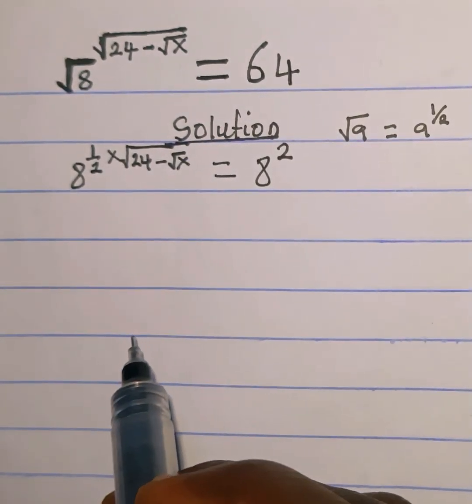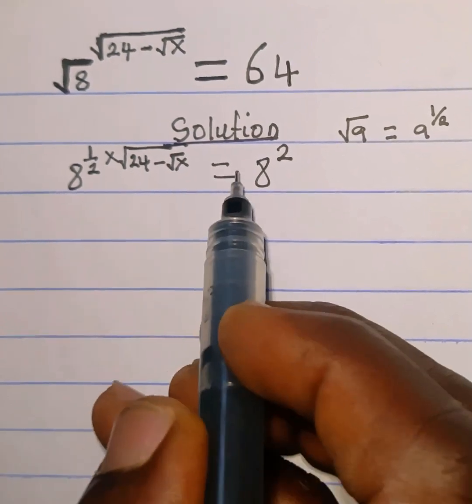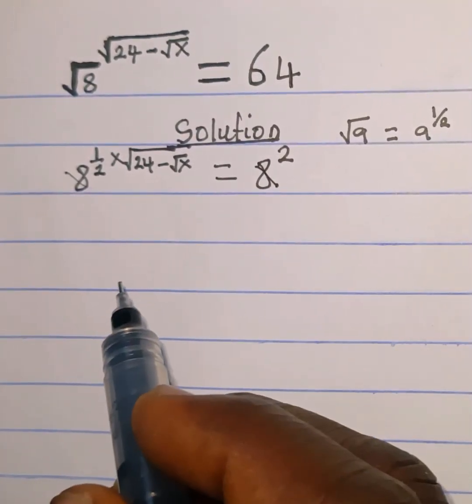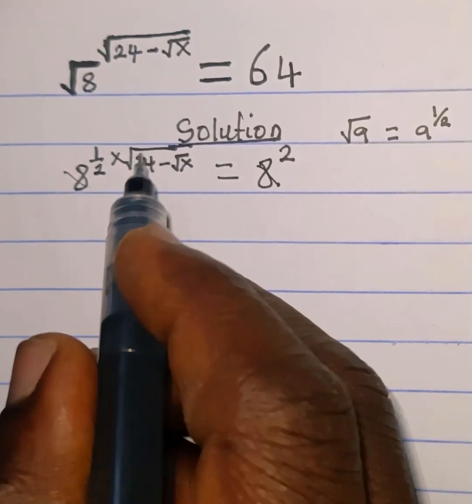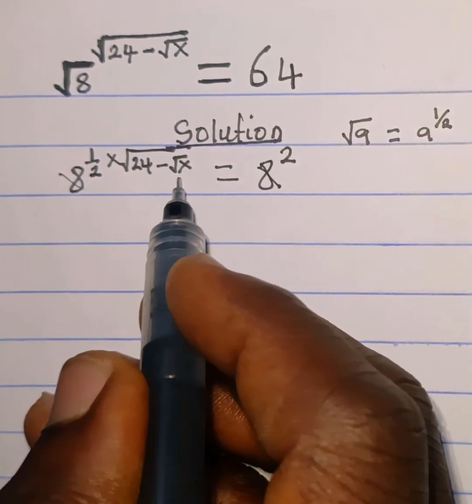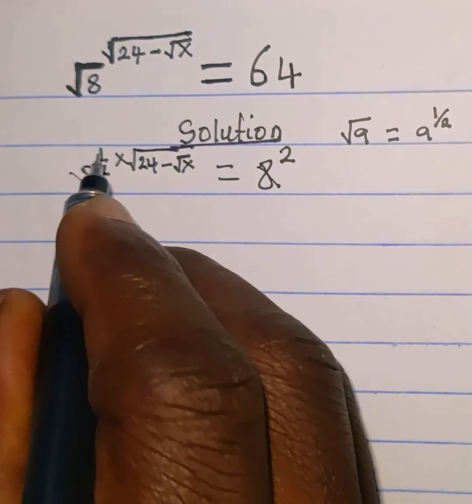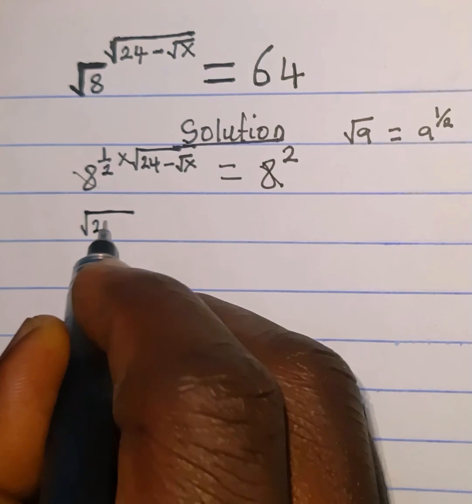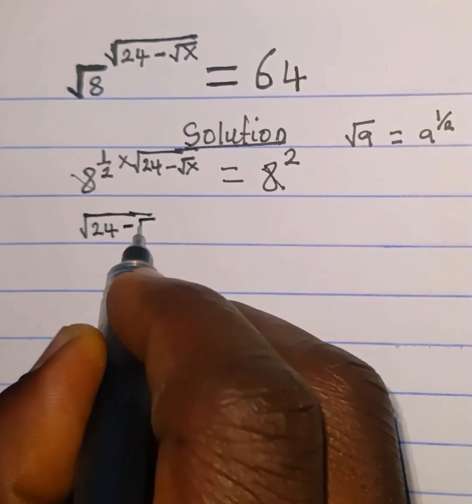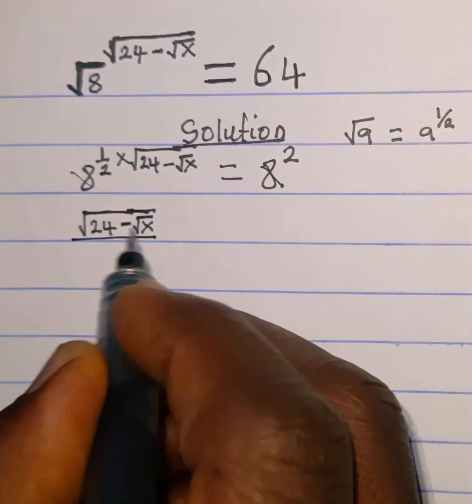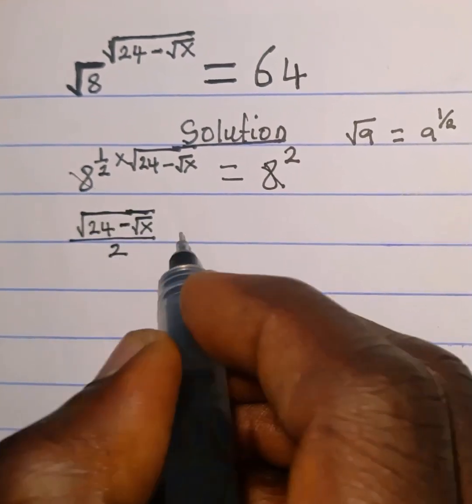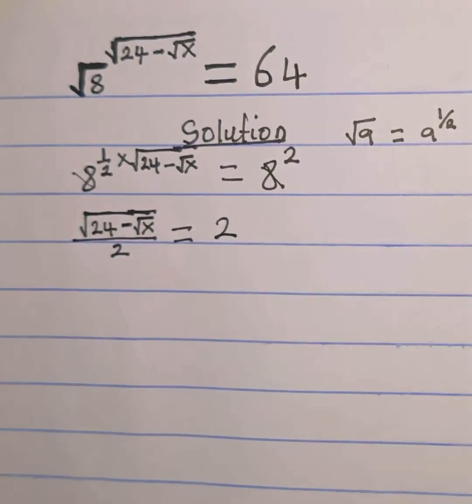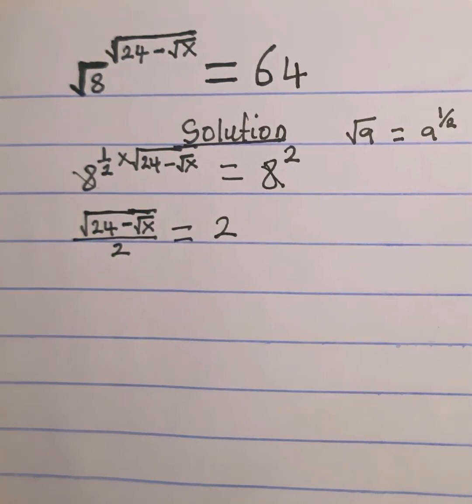Now, the next thing we're going to recall is when we have the same bases, then the powers are also the same. Now, we can cancel out the base and equate the power. The first power is 1 over 2 multiplied by square root of 24 minus square root of x, which is the same as when we use 1 to multiply by this, it's going to give us square root of 24 minus square root of x, then all over 2. This is half of this, which is equal to the power in the right hand side, which is going to be 2. Now, the next thing we're going to do is to cross multiply.